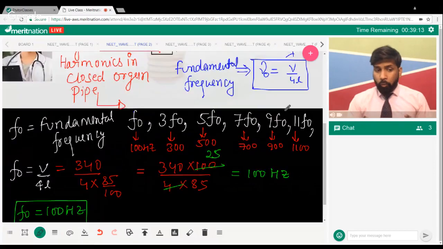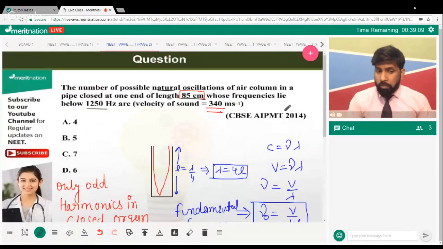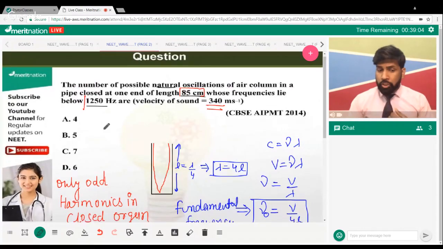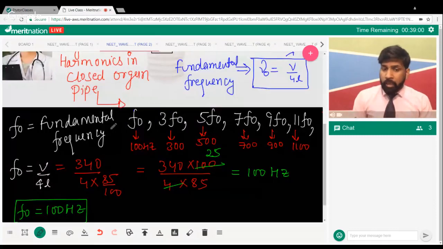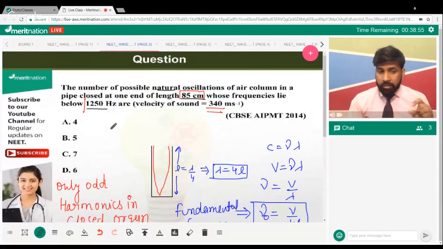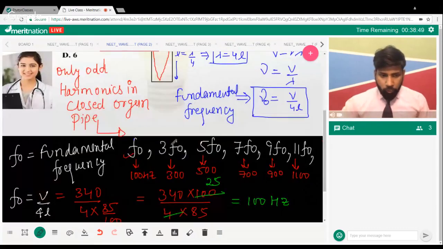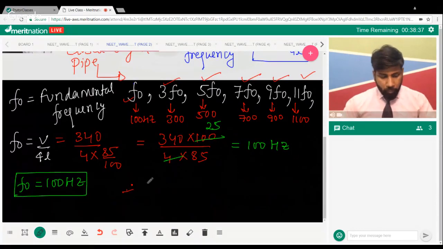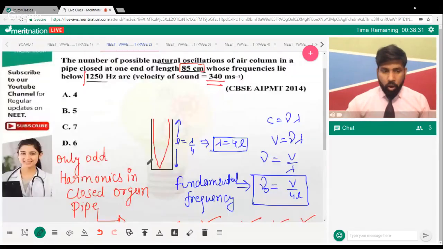But students, we need to take only those possible natural oscillations which lie below 1250 hertz. So if we talk about 13 f naught, 13 f naught will be equal to 1300 hertz. That is more than 1250, na? It means the number of possible natural oscillations of the air column is 1, 2, 3, 4, 5, and 6. So six possible natural oscillations for the above numerical. So here the correct answer is D. I hope you understood. So here the correct answer is 6. It means option D is absolutely correct.